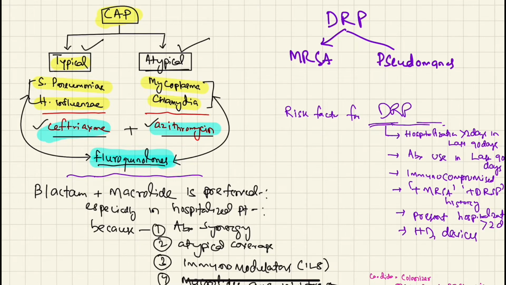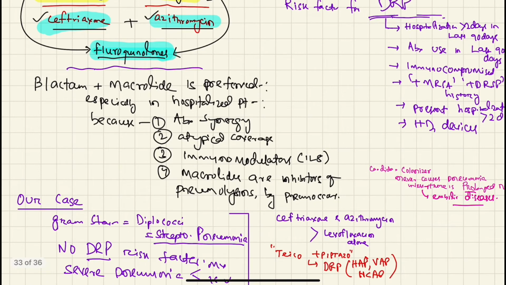There have been studies which have shown that the beta lactam and macrolide combination is preferred. It has been shown that it improves the 28-day mortality of the patient compared to fluoroquinolones alone, right? And why give macrolide combination therapy in these cases? Because of a variety of reasons. One is antibiotic synergy. It synergizes with the action of beta lactams, right?